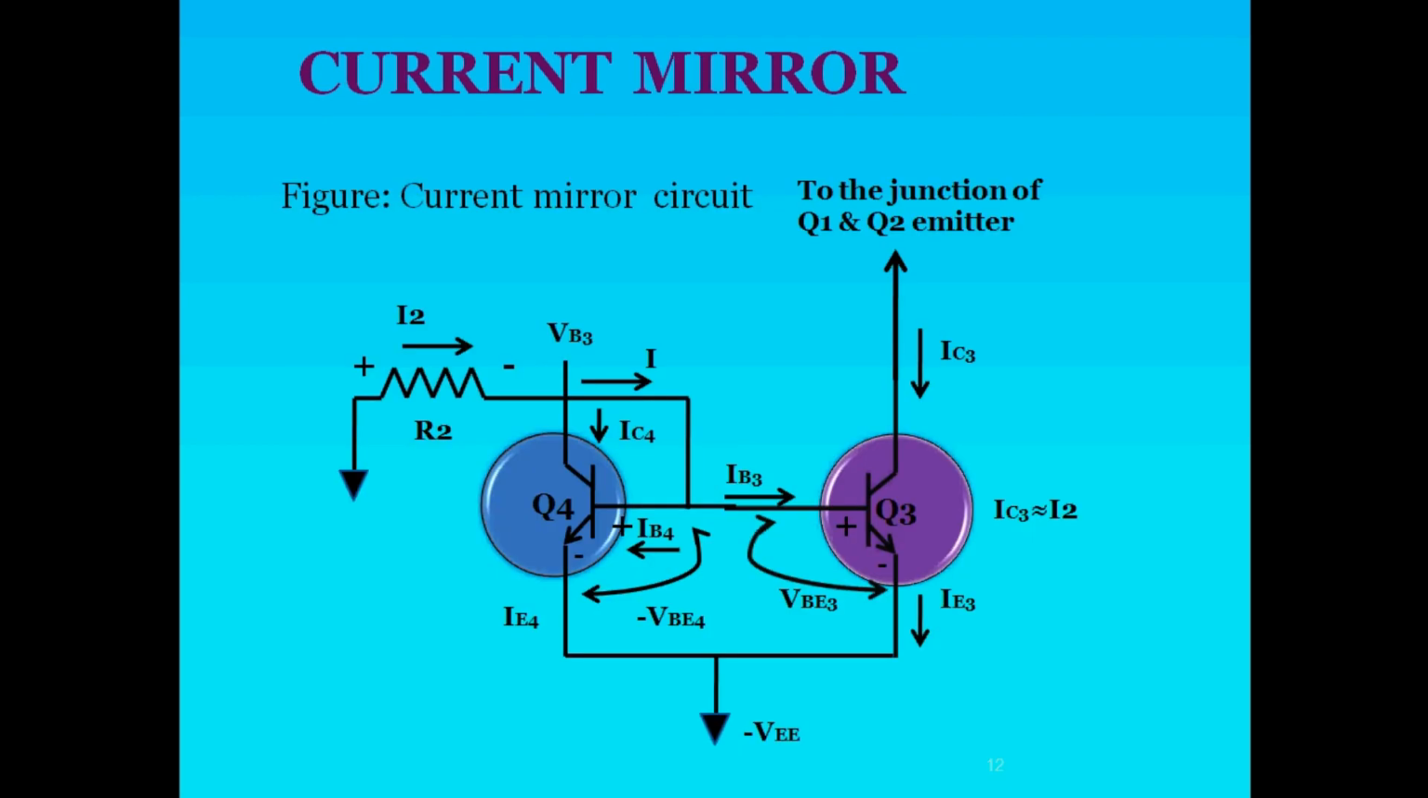Here is the current mirror circuit, which is a special case of the constant current bias circuit. What we did here is, there are two transistors Q3 and Q4 connected in such a way that their bases are connected, and we have again connected the R2 resistor which is connected to ground.